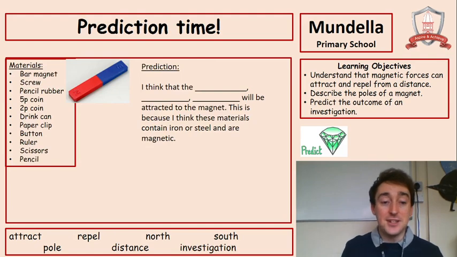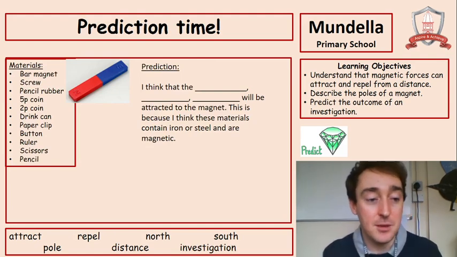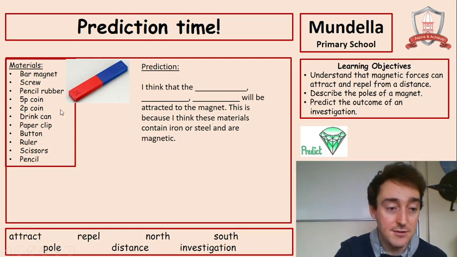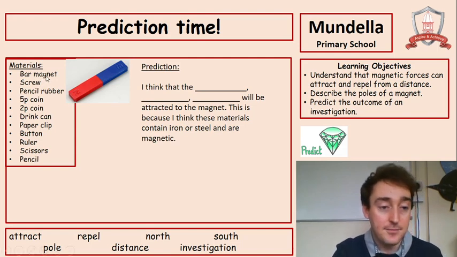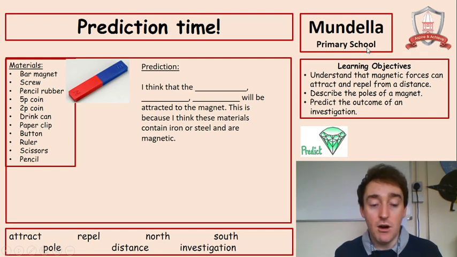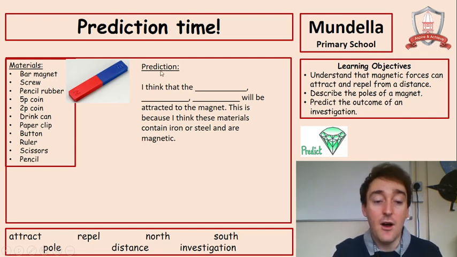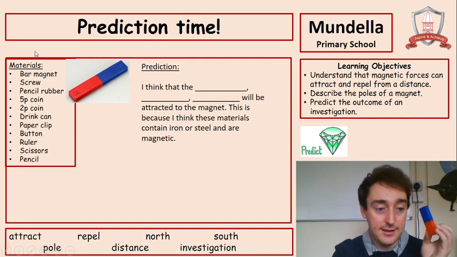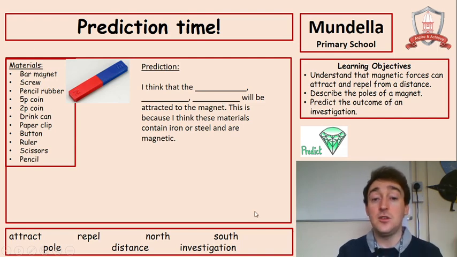Okay, finally, it's prediction time. We have to make a prediction. So we've got all of our materials on this side here. We've got our bar magnet with the other 10 materials we're going to try and see if it attracts to. And I want you to write this out. So I think that, and then I want you to write the things that you think will attract to the magnet out of this list here. And don't worry, you don't have to do the investigation yet. This is just you saying what you think will happen before you've done it.